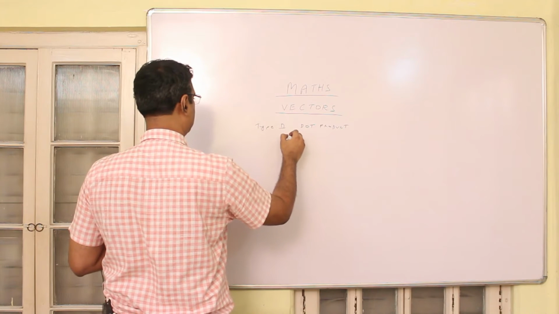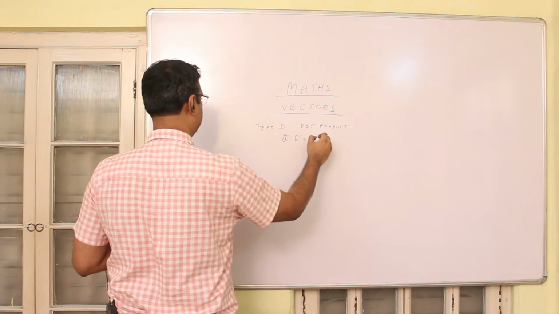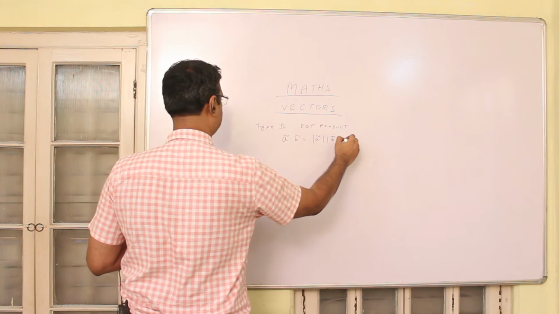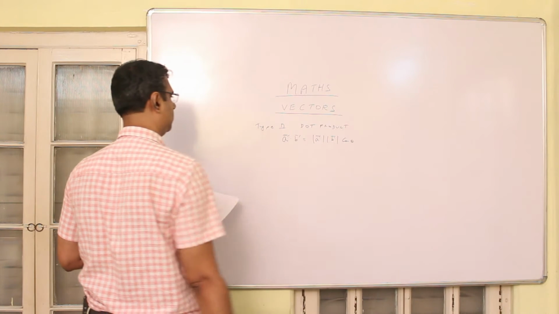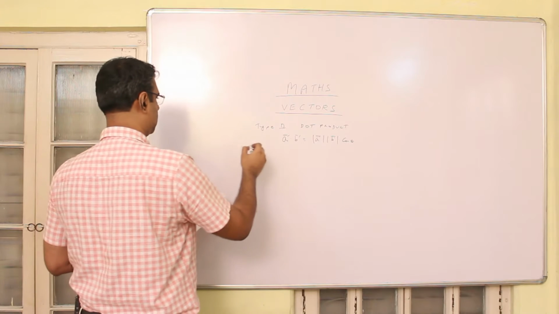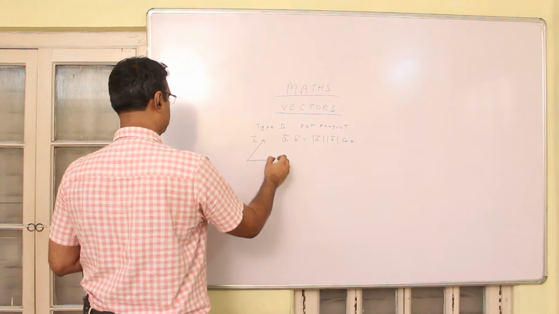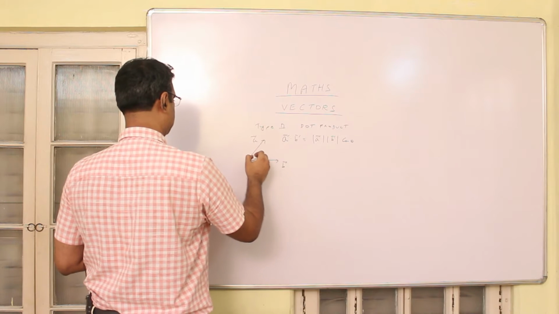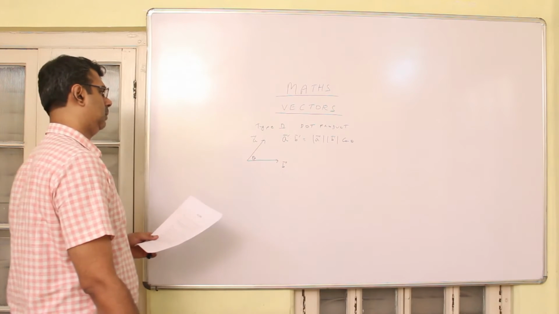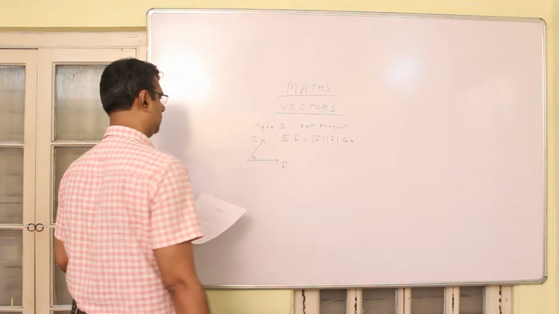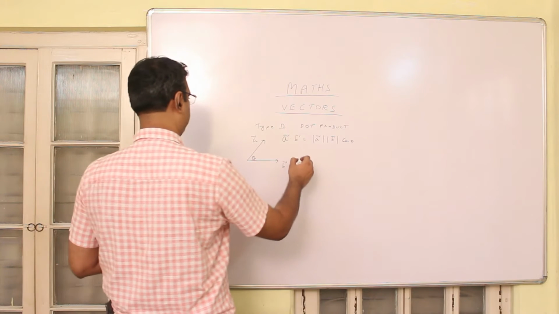If you have two vectors A and B, this is the dot product of them, modulus of A into modulus of B into cos theta. So basically one vector A is like this, one vector B is like this. Theta is the angle between them. So A dot B is modulus of A into modulus of B into cos theta.